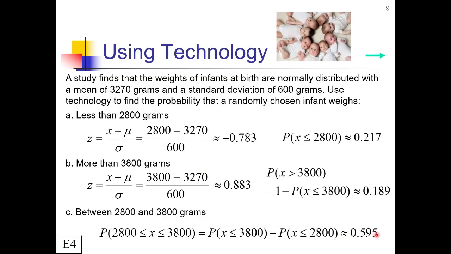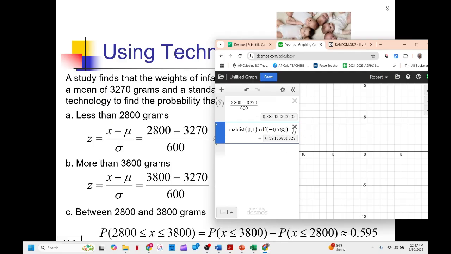So about 59.5% of babies fall in this range for weight. Now, one thing that is worth pointing out is you might be wondering again, this 0, 1, do I have to do that every time? Z-scores are really helpful. They give you a rough idea of how many standard deviations away from the mean any x value is, and it's really useful for comparing x values.